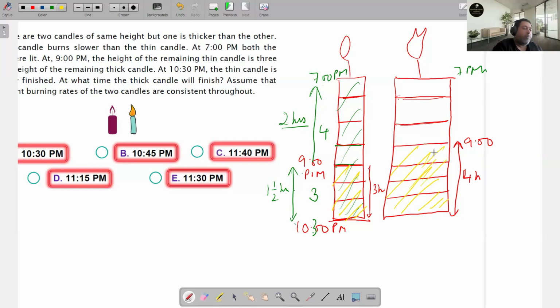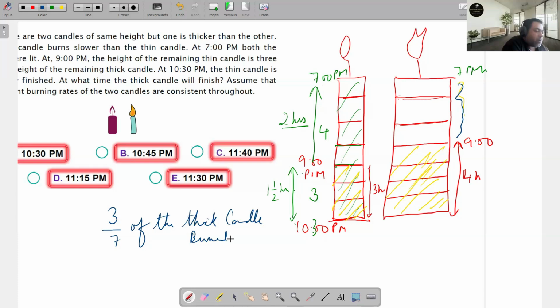All right. So how much did it burn? How much did the thick candle burn out of these 7 parts? Only this much, which is 3 parts out of the 7 parts. So 3/7 of the thick candle burned in 2 hours.